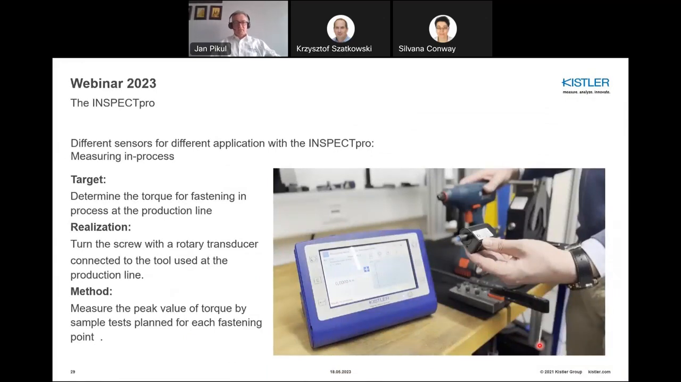Here is another example of the inspection of the process called in-process measuring with the rotary transducer. So we see there is a driving tool like a battery nut runner, and between the bolt and nut runner we have a torque transducer, so we can measure a peak value and the relation between torque and angle. For example, if the sensor has the possibility to measure the angle.